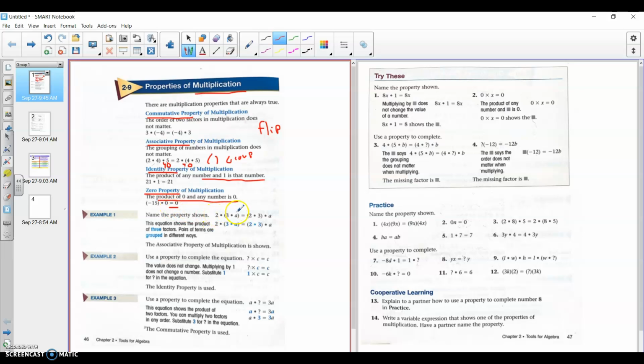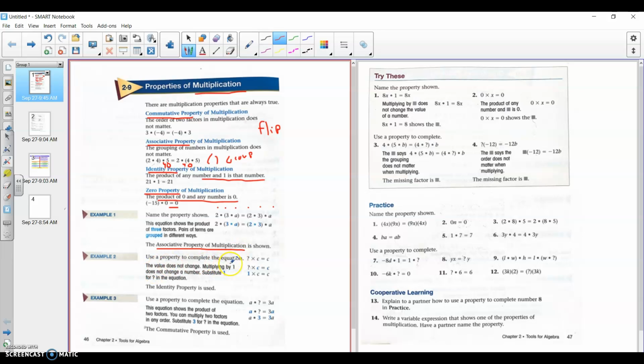So example number one, name the property. You have 2 times 3 times A equals 2 times 3 times A. So if I said this, 2, 3, and A are repeated on the left side and right side. And then notice 3 times A here and 2 times 3 are grouped there. So it's parentheses. So I know that this is going to be a grouping, and that would be the associative property of multiplication. And that's what I would write as my answer, full thing out in words, not an A for associative. Don't get lazy on me.